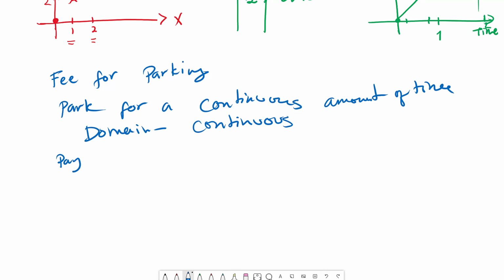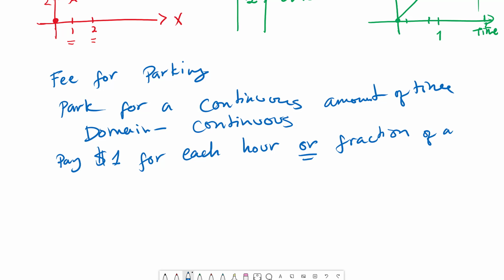We paid $1 for each hour or fraction of an hour. Now, you'll see momentarily when I draw this function, this is clearly not a linear function. However, it's a nice example for a sort of mixed domain and range. So our range is discrete while our domain is continuous.